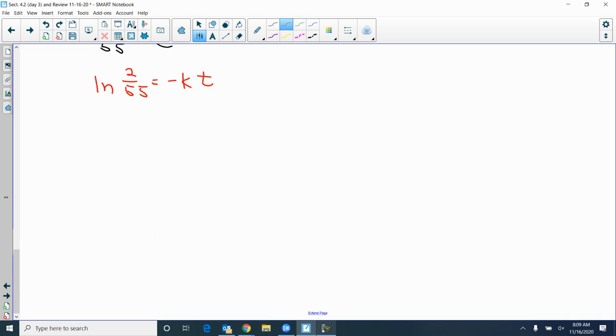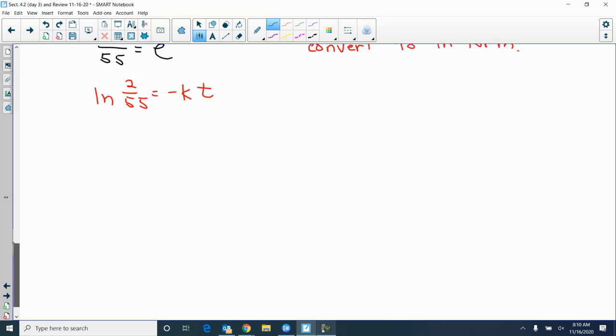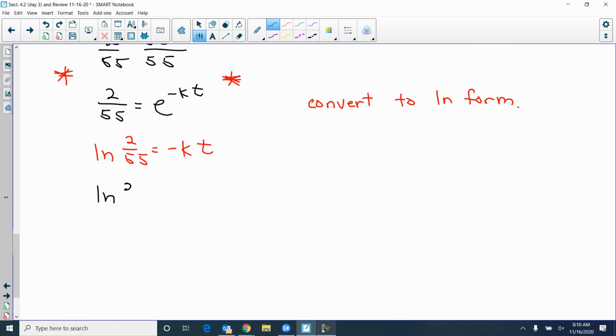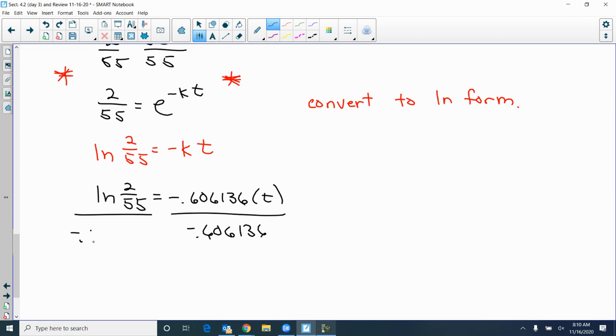Convert to ln form, which means that natural log of 2 over 55 is equal to negative k times t. Well, we know what k is. So I'm going to make that ln of 2 over 55 equals negative 0.606136 times t. And then I'm going to divide by that. And then, what does my book have? My book has the answer to the nearest 1/10 of a degree. All right, see what you get.